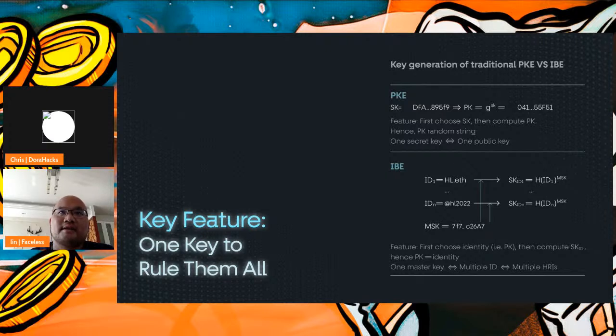So in the traditional PKE scheme, basically the user first chooses a random string as your secret key and then derives the public key from this secret key, right? As a consequence, in PKE the public key also is a random string that is not directly related to your identity. Therefore, in the traditional PKE, we can only use one secret key, right? Which is not directly your identity.